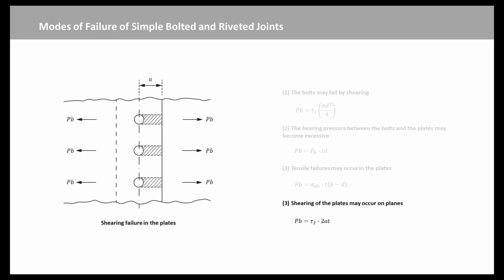The last is that shear of the plates may occur on planes. The shear area is 2 times A times T. If tau 2 is the maximum shear stress of the material of the plates, this mode of failure occurs when P times b equals tau 2 times 2 times A times T.